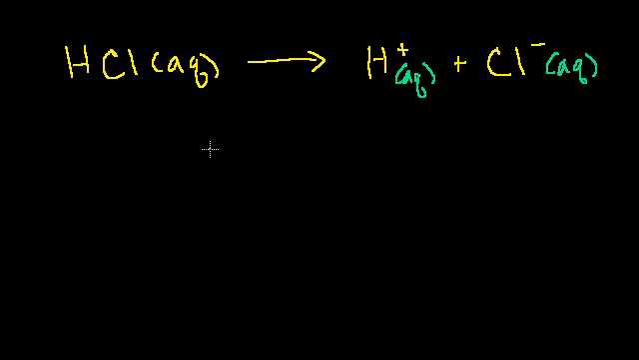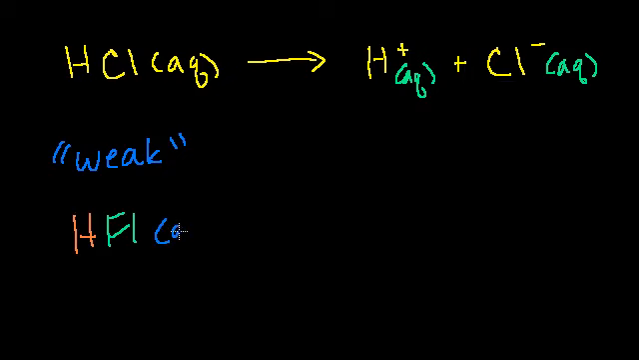Now, by implication, when I call this a strong acid, there must be things called weak acids, and you could probably guess what they do. They don't dissociate completely. So let's say you have hydrofluoric acid in an aqueous solution. It does dissociate somewhat, so you are going to have some hydrogen break off of the fluorine molecule, so a hydrogen ion, and that's of course in an aqueous solution.